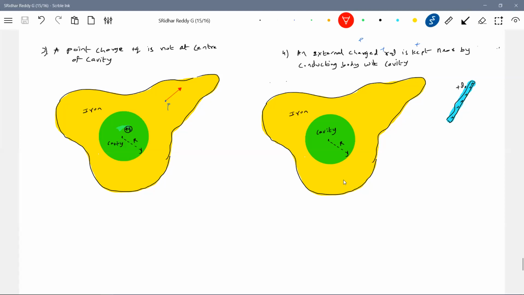It should become more. EQ dash, I'll write it. Then the field strength at point P will increase. This means definitely what will happen? More induced charge should come here. Because if the net field should become 0, if this EQ increases, then this should also increase. So what we get is, even this will also increase.